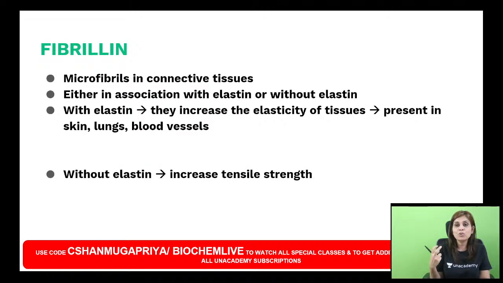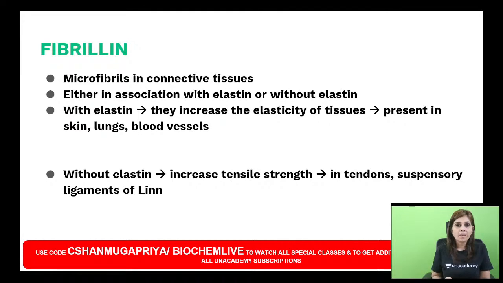Without elastin, it supports the tensile strength. Whenever it is not associated with elastin, it supports the tensile strength. This is the form of fibrillin that is present in tendons, and this is also the one present in suspensory ligaments of the limb. That is how it is present in tendons and in suspensory ligaments.